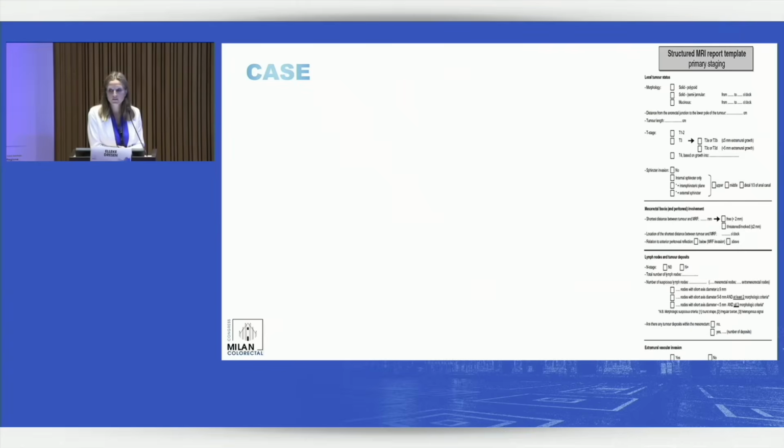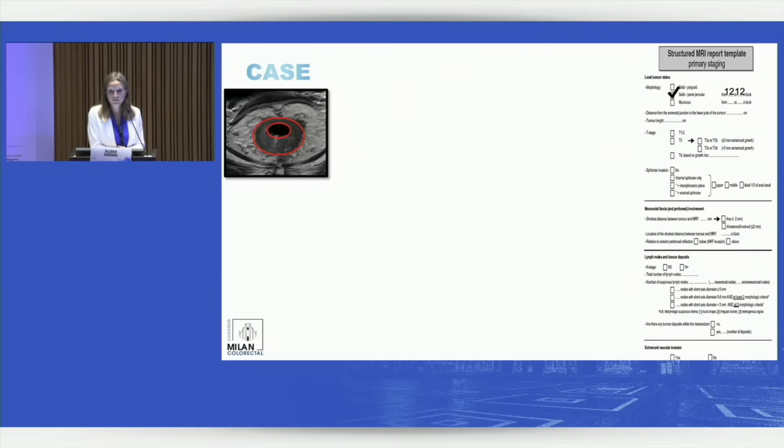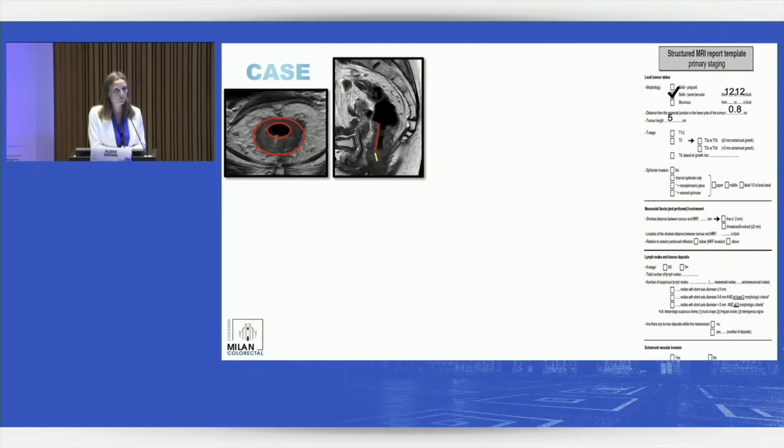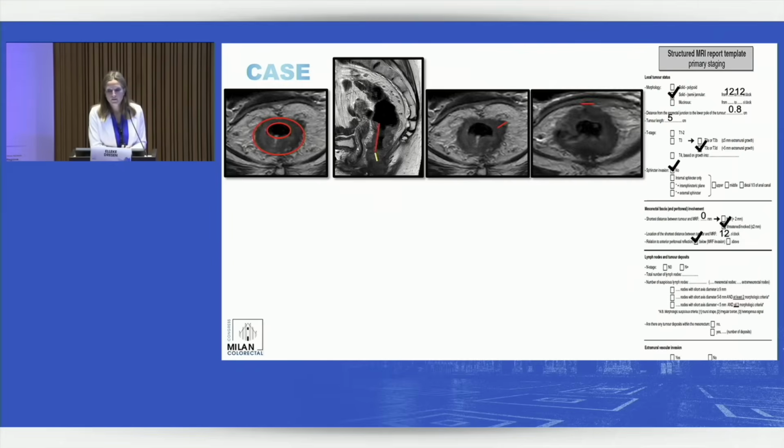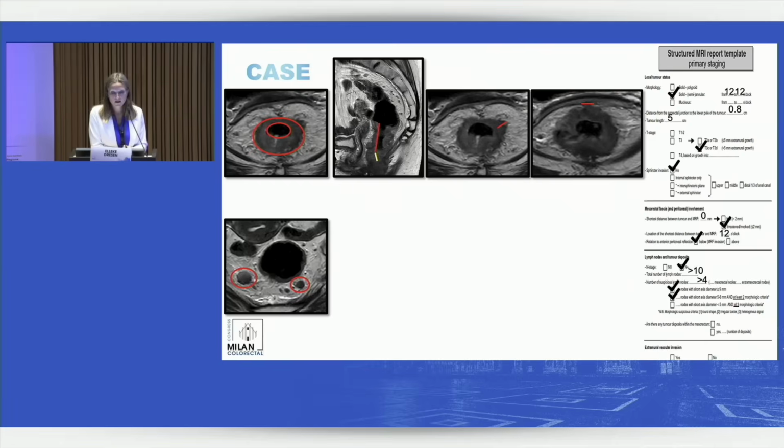So if we summarize and put it in our report, we see that this solid, completely circumferential tumor at around 0.8 centimeters from the anorectal junction with a length of 5 centimeters. It invades into the mesorectal fat, nearly 12 millimeters, so it will be a T3C. Then we have threatening of the mesorectal fascia. We don't have sphincter invasion because there was still distance.